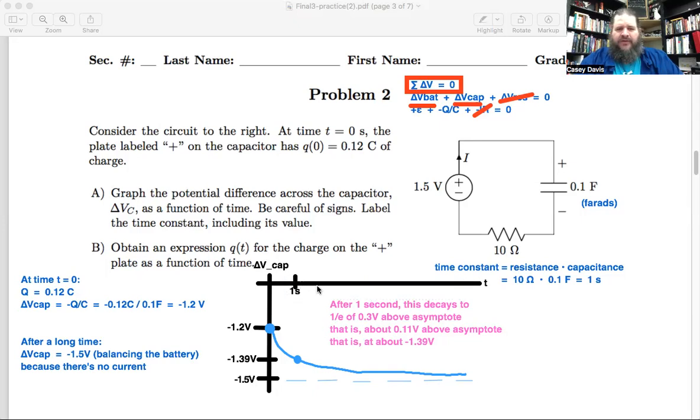And then if we go to 2 seconds, that's another half-life. So we'll decay to 1 over e of that. We take the 0.11 volts, divide that by e, and it will then be that high above the asymptote. And you can keep dividing that difference by e every 1 second further into the future you go. Any other questions on that so far?